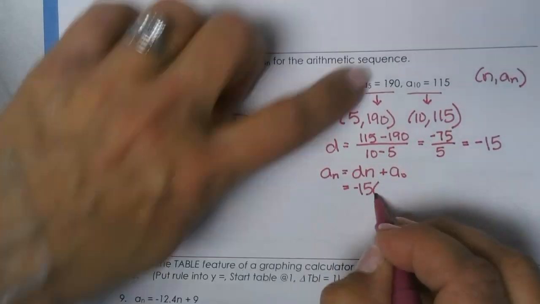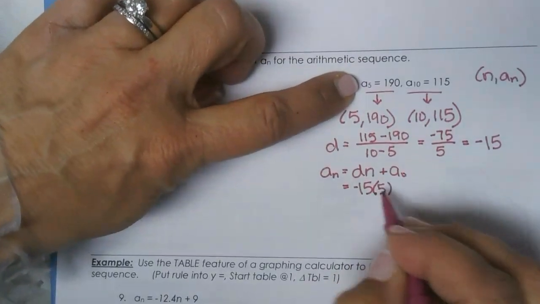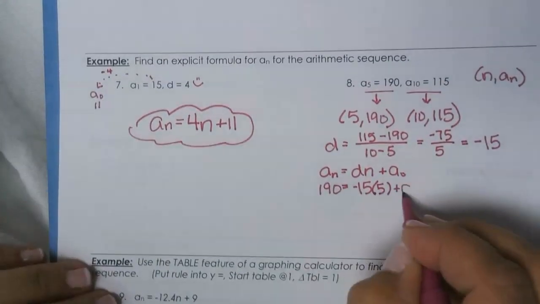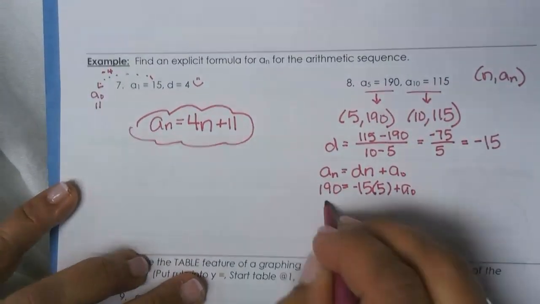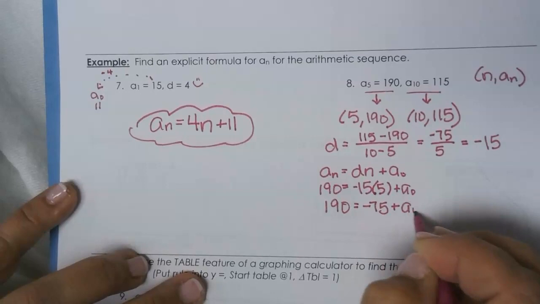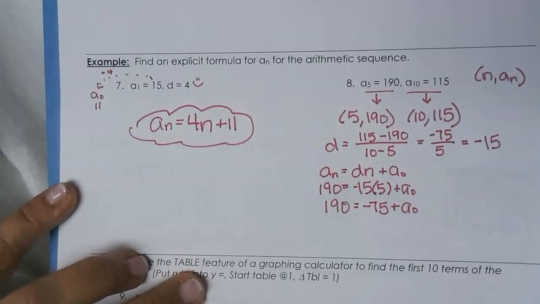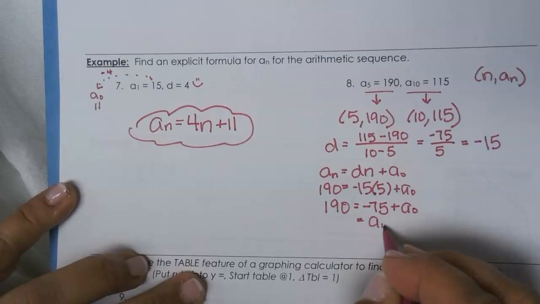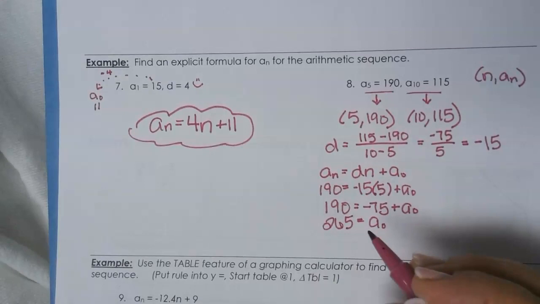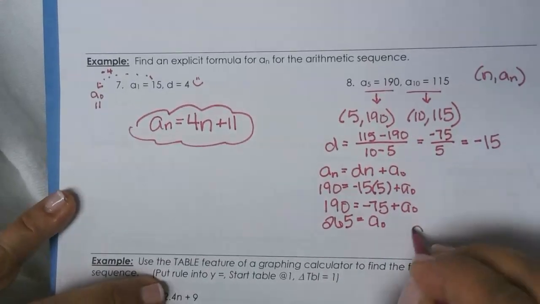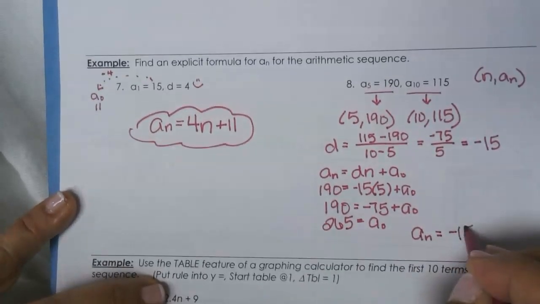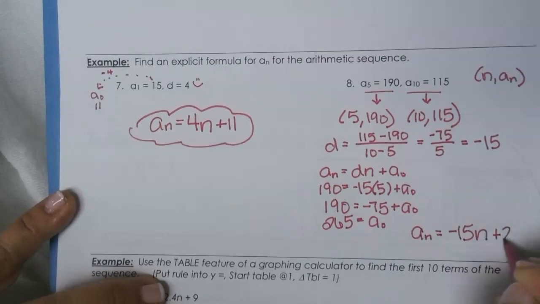For n, I'll use, again, this 5. And for a sub n, I'll put 190. And then I'll be looking for my a sub 0. So I'll say that 190 equals negative 75 plus a sub 0. And then to find a sub 0, I'll add 75 to both sides to get that this is 265. And now we have our equation: a sub n equals negative 15 times n plus 265.